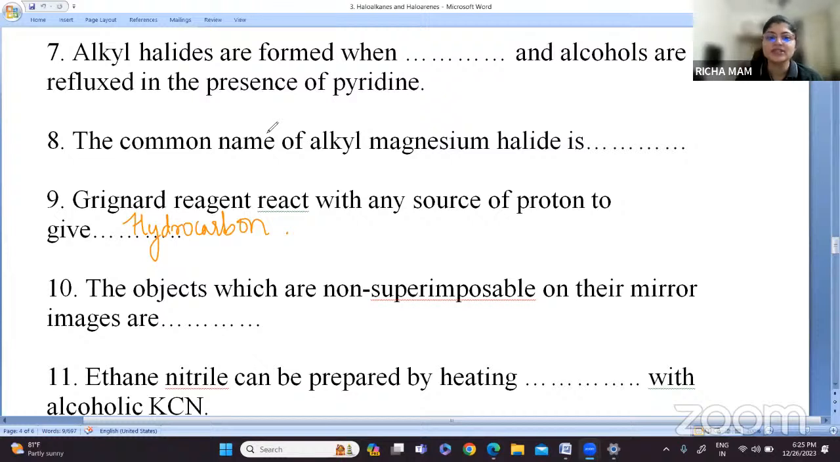Yes, the objects which are non-superimposable on their mirror images are called as.